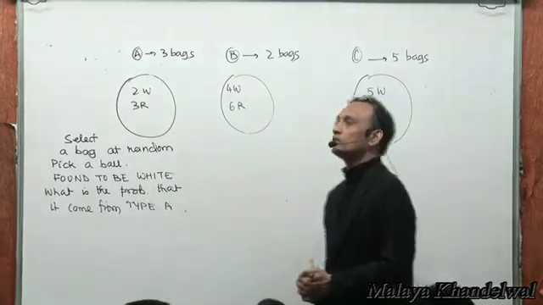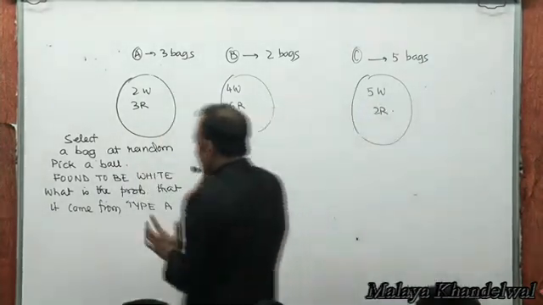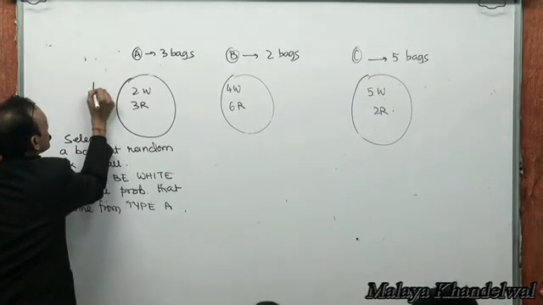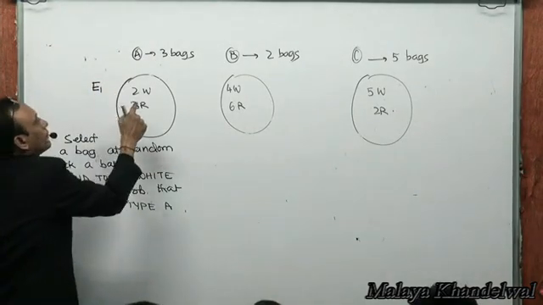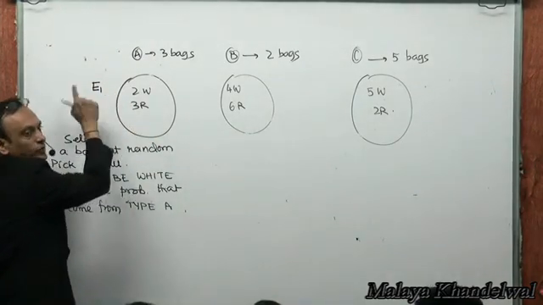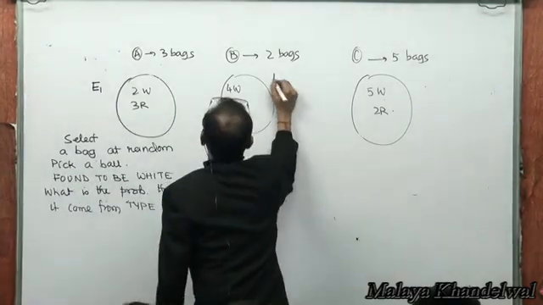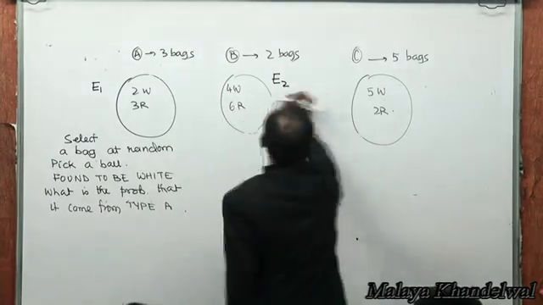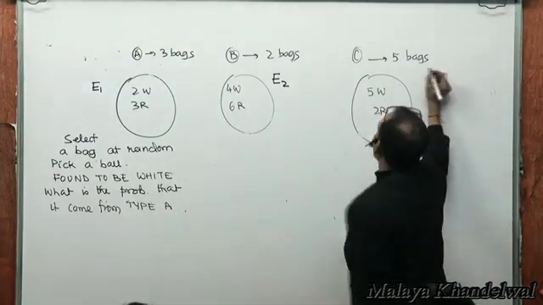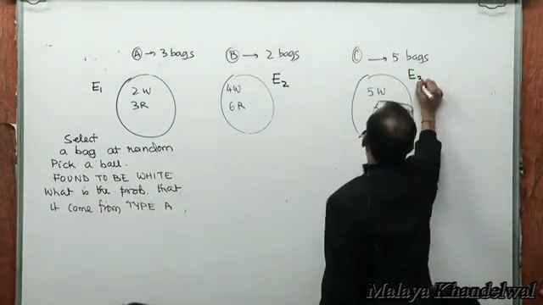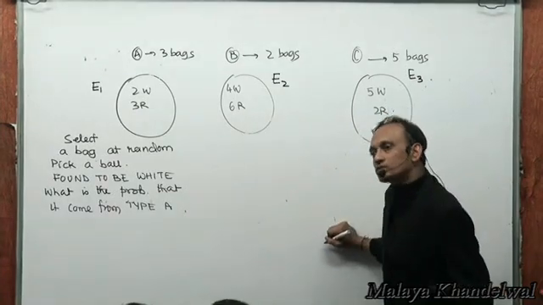Now, say picking up a type A bag is referred to as event E1. Picking up of a type B bag, let me refer to this as event E2. Picking up of a type C bag, let me refer to that as E3. Yes or no?